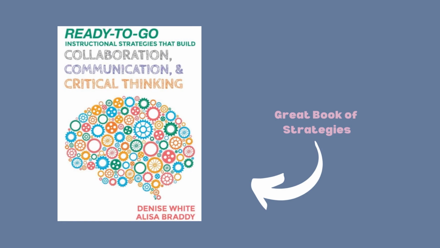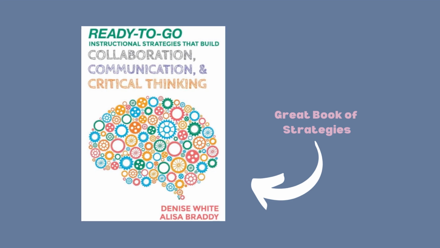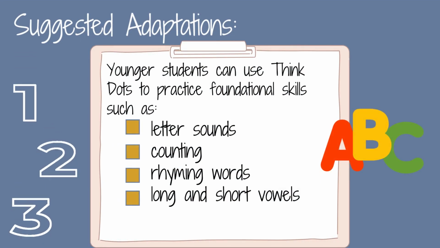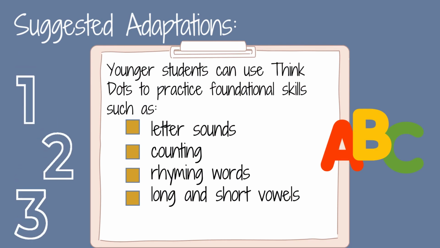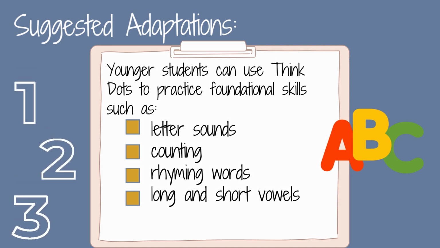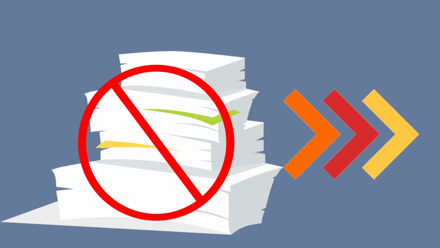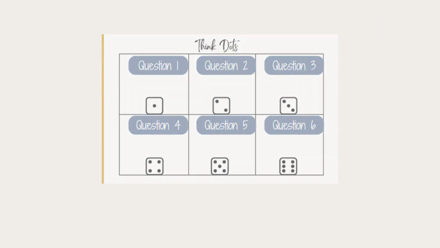As listed by Denise White and Elisa Brady in their book Ready to Go: Instructional Strategies that Build Collaboration, Communication, and Critical Thinking, some suggested adaptations and applications for this strategy could be: younger students can use Think Dots to practice foundational skills such as letter sounds, counting, rhyming words, long and short vowels, and so on. If technology is available, Think Dots can be used through Google Docs or other formats. If paper supply is an issue, project the Think Dots onto the screen and students will write answers on a sheet of paper equally divided into 6 parts.